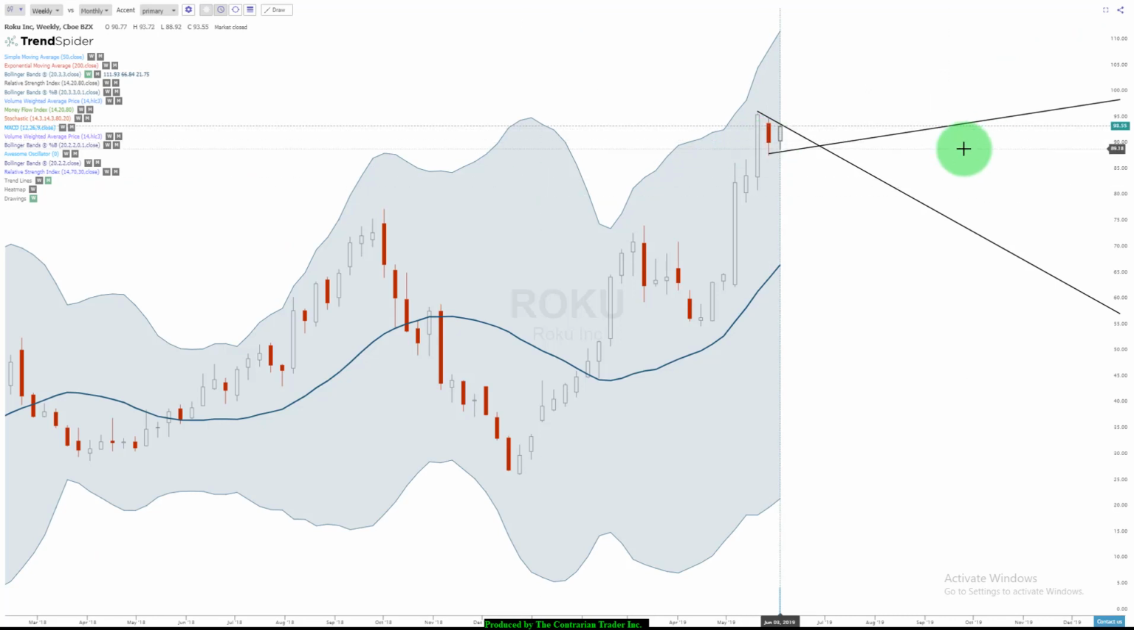And when you think about it, the amount of volatility that we have seen in this marketplace of late, yet Roku has shown relative strength. I don't mean the relative strength indicator. I mean relative strength versus the S&P 500, the Russell 2000, etc. So a great chart. I think we're breaking out here.